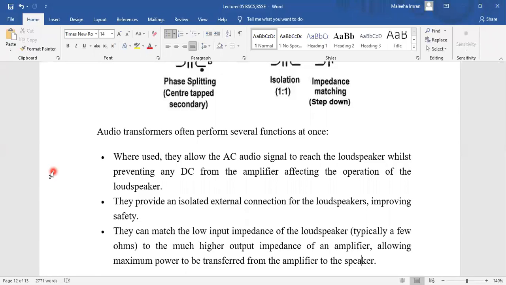Number two, they provide an isolated external connection for the loudspeaker, improving safety. And then they can match the low impedance of the loudspeaker to the much higher output impedance of the amplifier, allowing the maximum power to be transmitted.